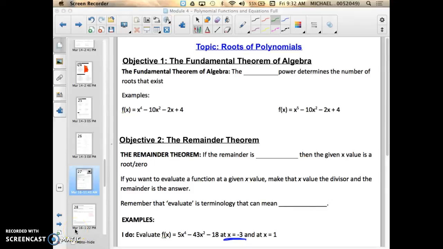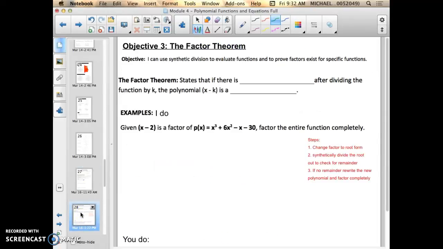In this video, we're going to finish the topic roots of polynomials. In the previous video in this topic, I went through objective 1 and objective 2. Now I'm going to talk through objective 3, which is the factor theorem. At the end of this objective, you should be able to use synthetic division to evaluate functions and to prove factors exist for specific functions.